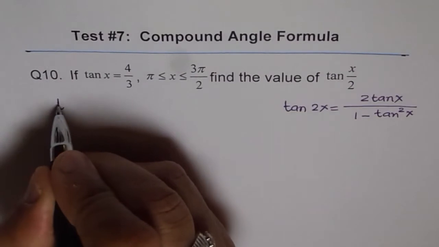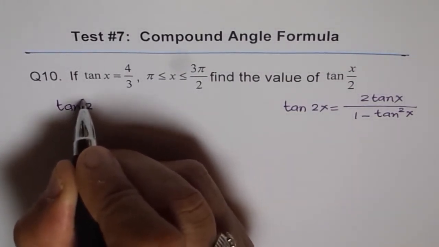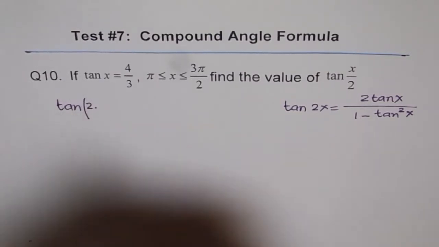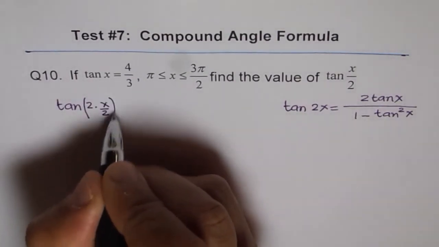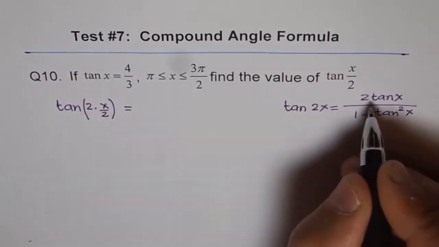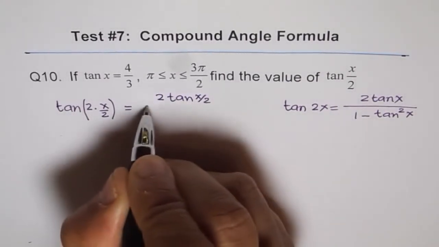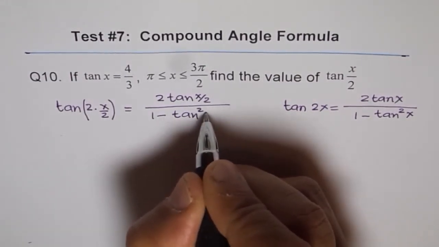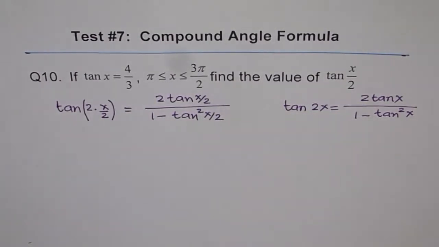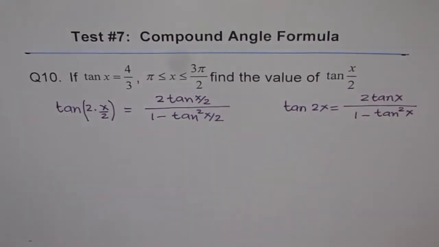So that is tan of 2 times, let me put one bracket here, 2 times x by 2, equals 2 times tan of x by 2 over 1 minus tan square of x by 2. I hope that step is absolutely clear, right? So we are replacing this variable by x by 2 and then that's what we get.